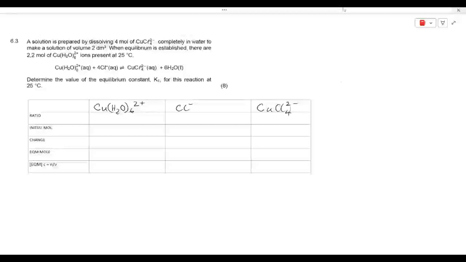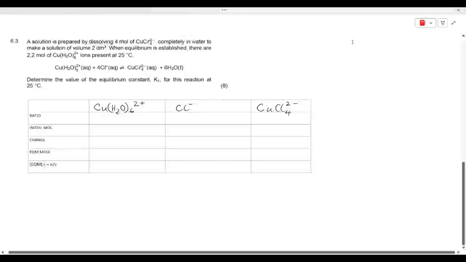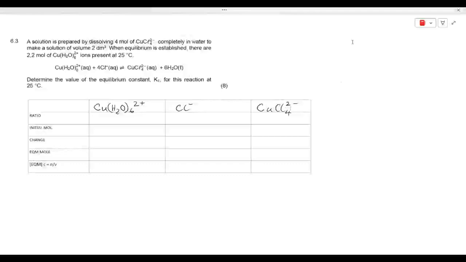We write down the reactions as it is, and we look to see if our reaction equation is balanced. So in this case, it is balanced. So as you can see, we have got 1 and 4 and 1. This is the ratio. We need to identify this. That's the first thing.